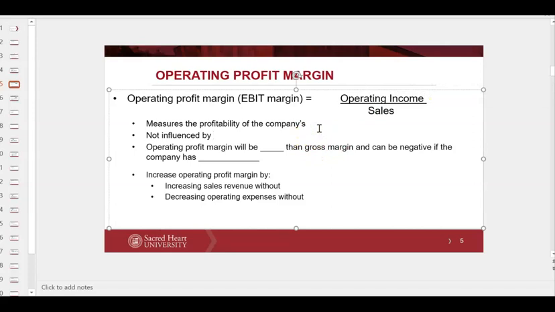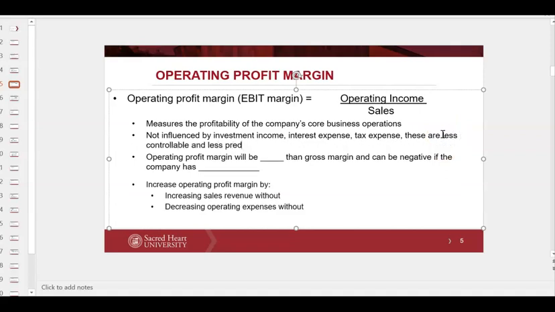Operating profit margin measures the profitability of the company's core business operations. It's not influenced by investment income, interest expense, or tax expense. The reason we're interested in operating income that's not influenced by investment income, interest expense, and tax expense is that each of these three main items is less controllable and less predictable. When investors are doing their valuation models, it's harder to predict future net income because net income includes these items, and operating income should be more sustainable and predictable. Operating profit margin will be lower than the gross profit margin.